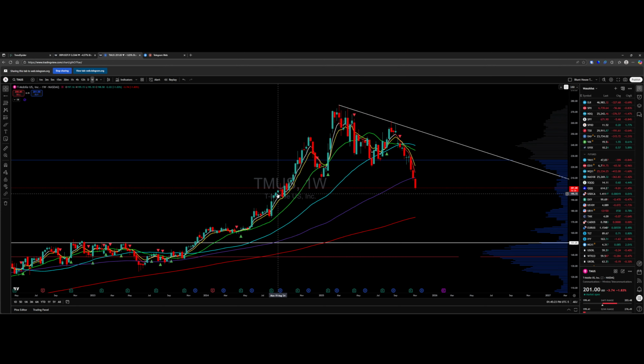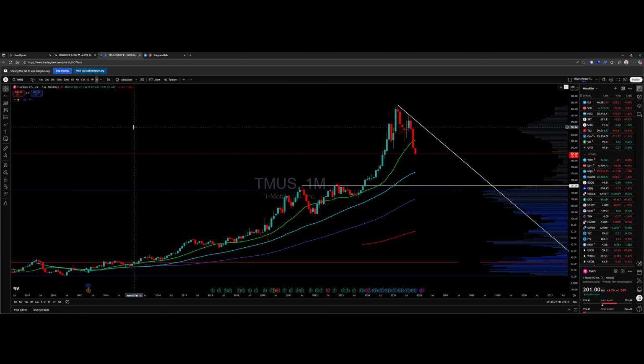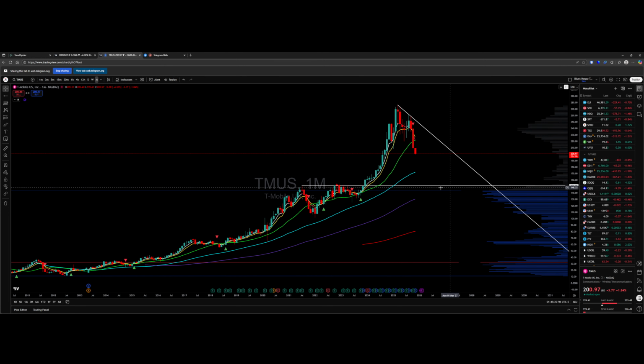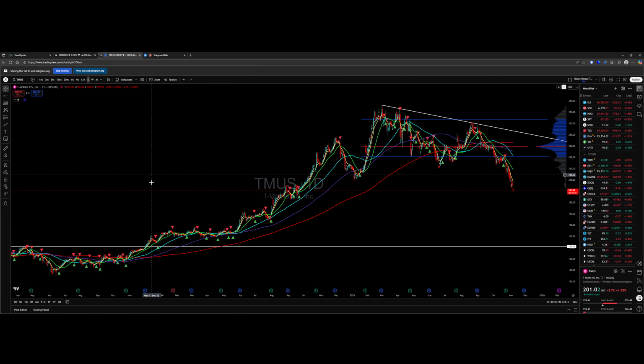So I don't know if it's worth looking at the monthly here or not. Yeah, why not? So we're looking for the 50 on the monthly. Look how this 151 lines up with this nicely on the monthly chart, but where's the 50? 172. Huh. Okay.